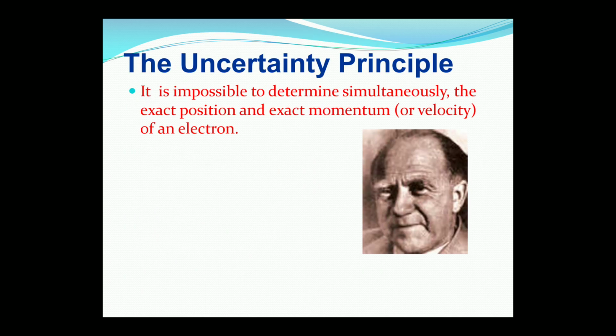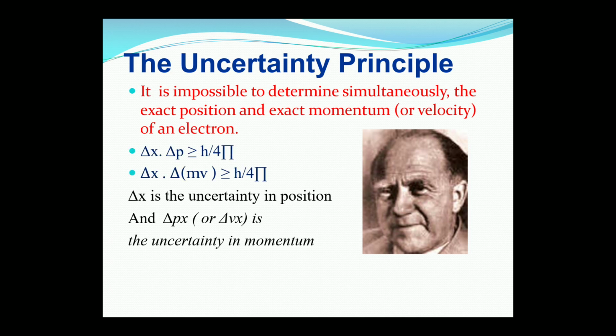Now talking about the uncertainty principle given by Heisenberg, it is impossible to determine simultaneously the exact position and the exact momentum of an electron. So delta x into delta p is greater than or equal to h upon 4 pi, where p is our momentum, that is mv. Delta x is the uncertainty in the position and delta p is the uncertainty in momentum.